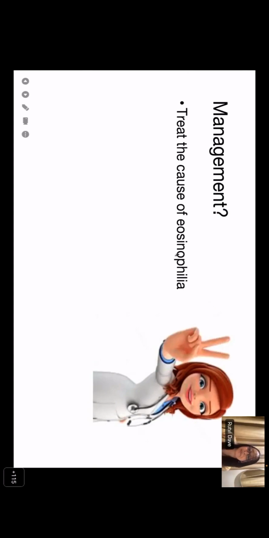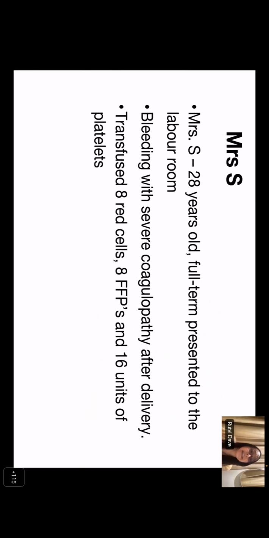So how will you manage this patient? Antihelminthic. Treat the parasitic infestation. Excellent. Yeah, so simple. Give antihelminthics, treat the cause, treat the eosinophilia, and the platelet dysfunction also disappears, and the patient becomes asymptomatic. Very good.